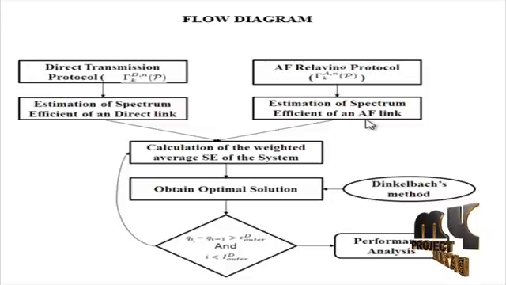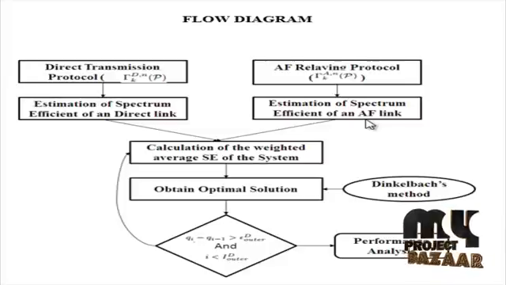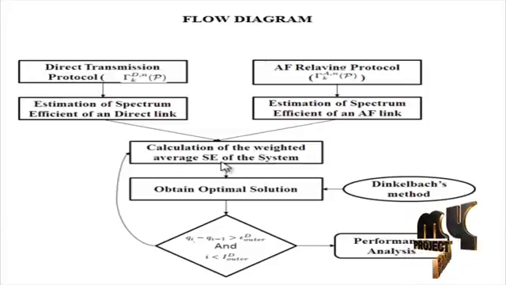The model accounts for both the AF relayed link as well as the direct link between BS and UEs, while the variables related to these two communication protocols are distinguishable by superscripts. Energy efficiency maximization algorithm. Using the direct transmission protocol, the received SNR at UE K on subcarrier N may be expressed, whereas when using the AF relaying protocol, the received SNR at UE K on subcarrier N may be expressed. Finally, the weighted average SE of the system is estimated.